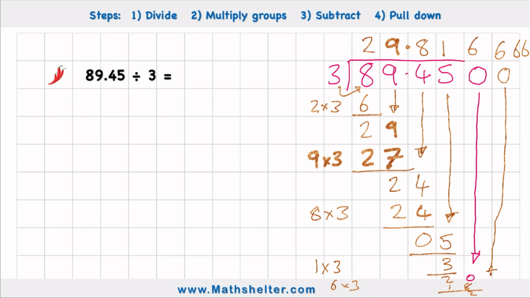The way we can represent that is I can just write 2 of them, and I'm going to put these special dots on top of them to show that those numbers are repeated. So my answer to the red chili challenge is 29.8166 recurring or repeated. A bit more challenging, right?